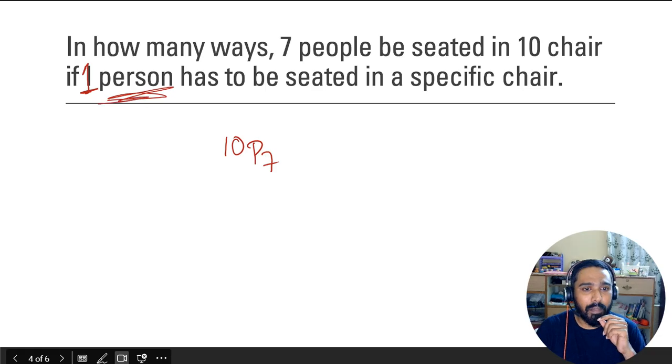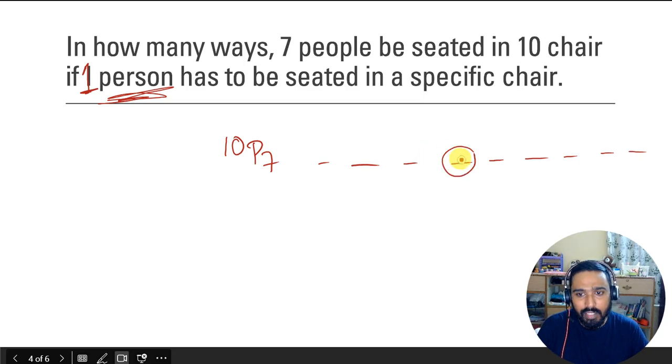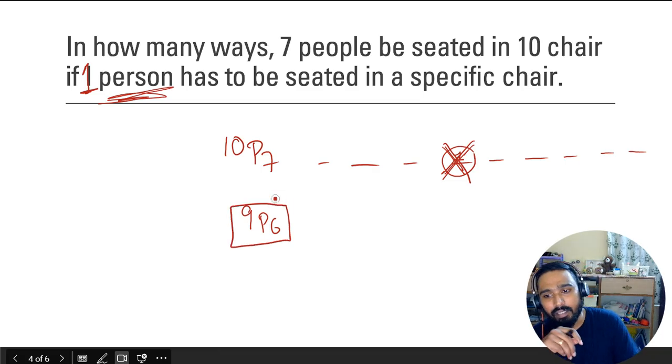But here one person has to be seated in a specific chair. Now, out of these 10 chairs, whichever chair it is, there is one person who is already seated or will be seated. So this chair will not be considered now. This one person will also not be considered because that chair is fixed and that person is also fixed. So I can definitely say that this chair and this person are occupied. So now the number of chairs is 9 and the number of persons is 6. So my answer is 9P6.